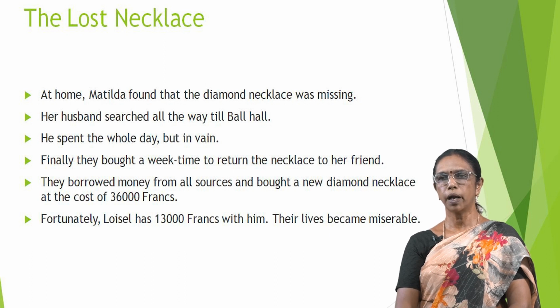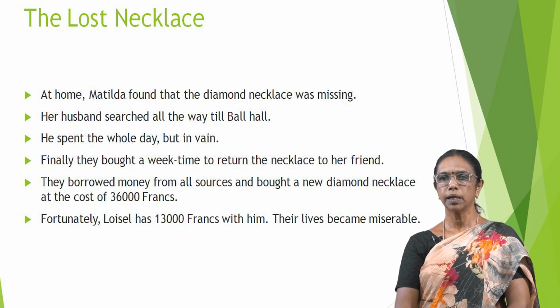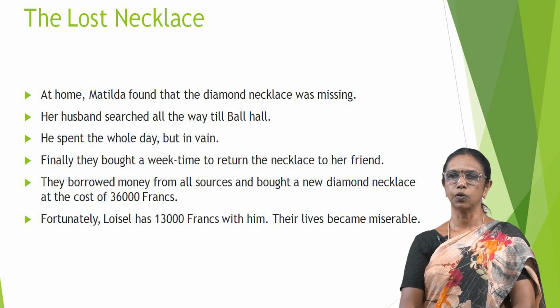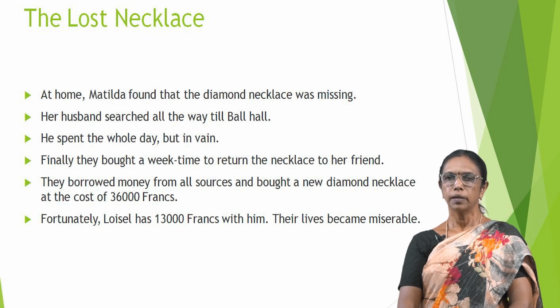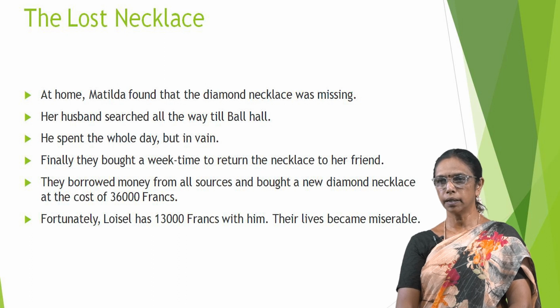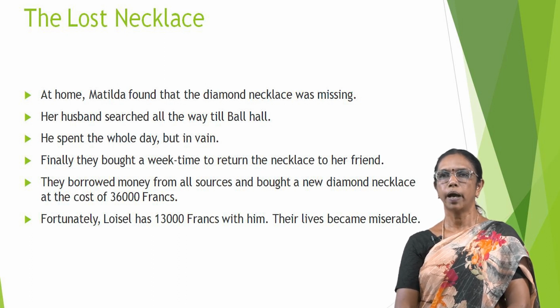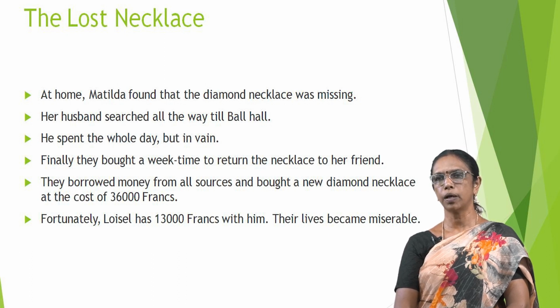So they borrowed money from all sources and bought a new diamond necklace at the cost of 36,000 francs. Since Matilda and Loisel belong to a very middle class family, and he is a clerk, they didn't have such an amount to buy a new diamond necklace. So they borrowed money from various sources and bought the necklace for 36,000 francs.